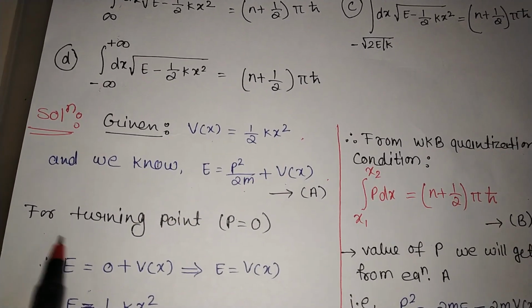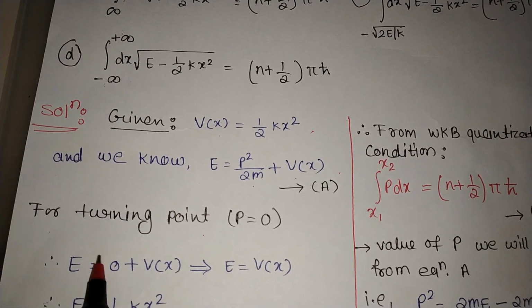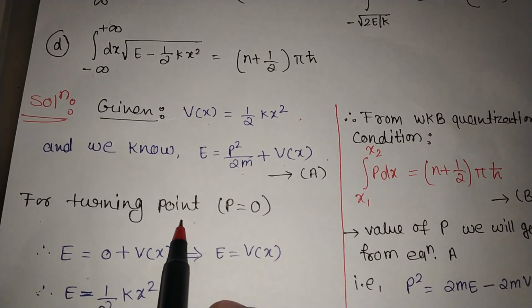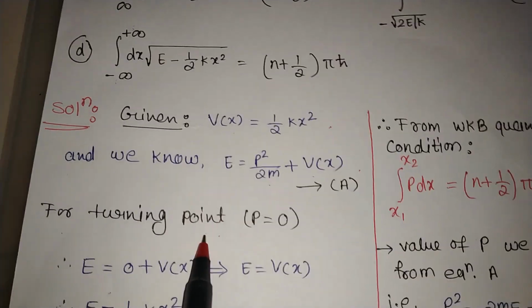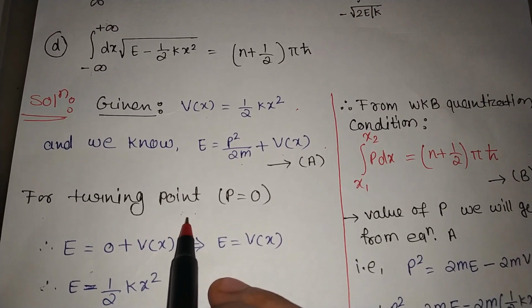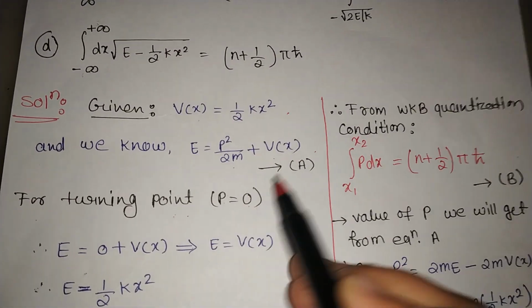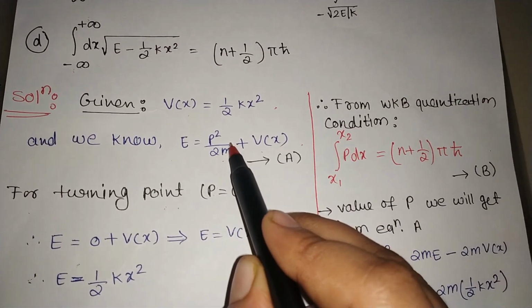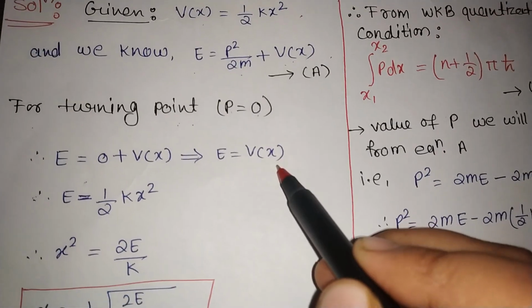So, turning point. I have already explained in my previous video what is meant by turning point. If you don't know what a turning point is, watch my previous video to learn its meaning. A turning point is where momentum will be 0, that means this becomes 0. So E will be equal to V of x, that is what we will get.